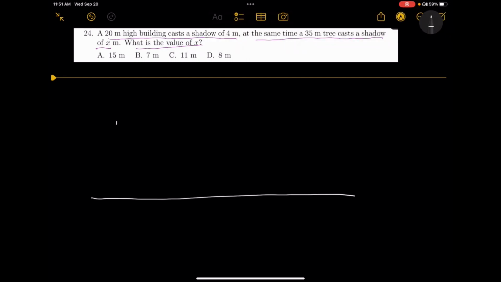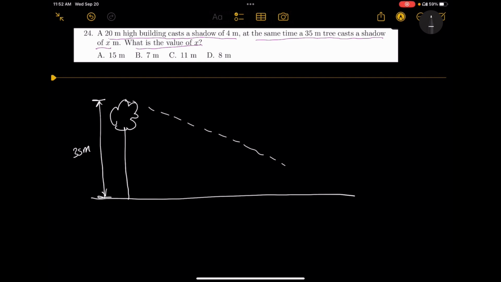If this is the tree, what is the height of the tree? The height of the tree is 35 meters. The shadow is cast when the sun hits it. This one, it casts a shadow of x meters, okay, x meters. And the 20-meter high building casts a shadow of 4 meters.